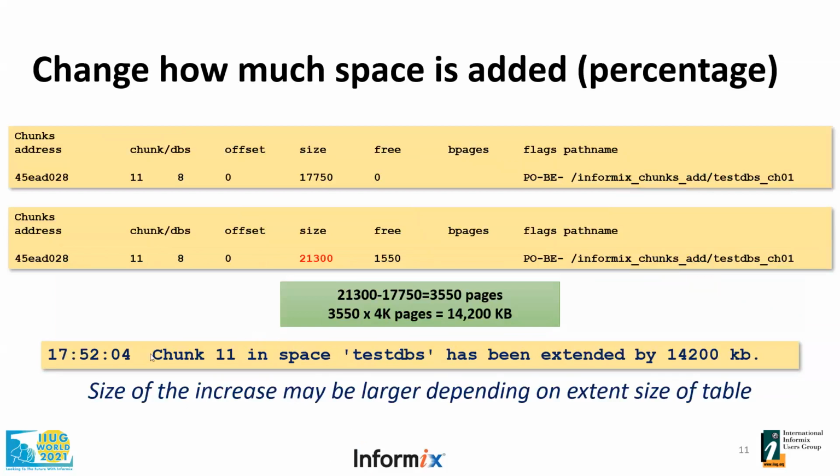So here's an example. I've got a chunk. It's an extendable chunk, 17,750 pages. The DB space filled. It doesn't have to be this chunk that filled, just the DB space fills. And it went ahead and stretched it out by 14,200K, which works out to 20%. Now, you might see sizes greater than 20% depending on what caused it to increase. For example, if you created a table with a larger extent size, it might go ahead and stretch out that chunk to accommodate the new extent size.